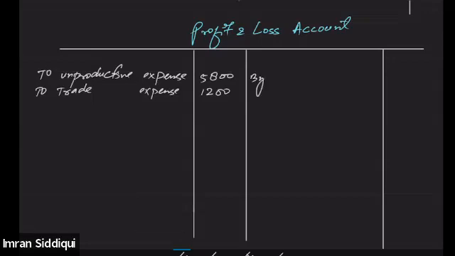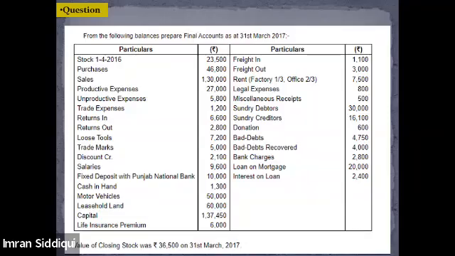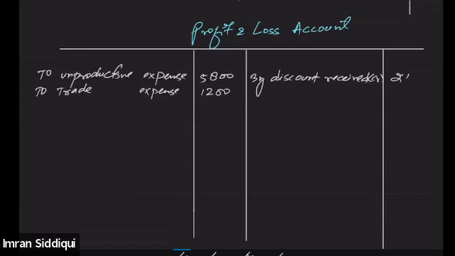By discount received or the credit balance, 2,100. All right, everyone, is this clear?